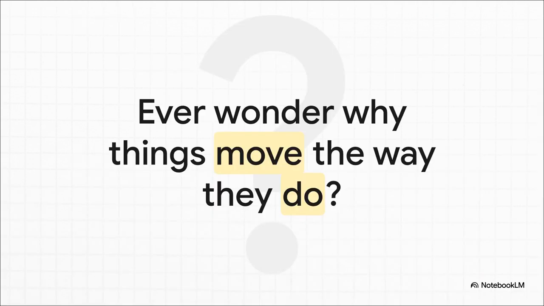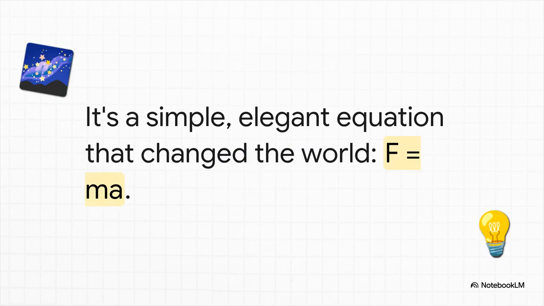So, have you ever just looked around and wondered, why? Why does a ball shoot forward when you kick it? Why does everything fall down instead of up? These are big questions, but the answer is actually way simpler than you might think. And there it is. F equals ma. Just three little letters, but this equation completely changed how we see the world. This right here is Newton's second law, and it is the absolute key to understanding motion.